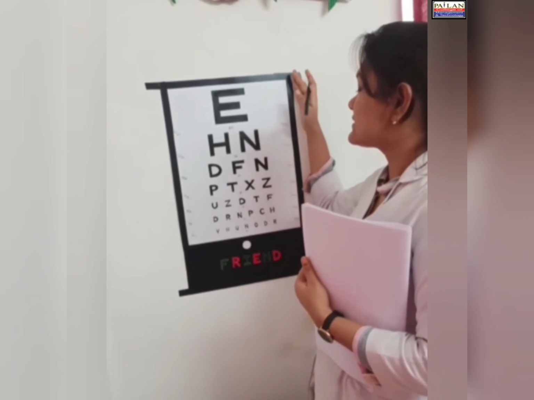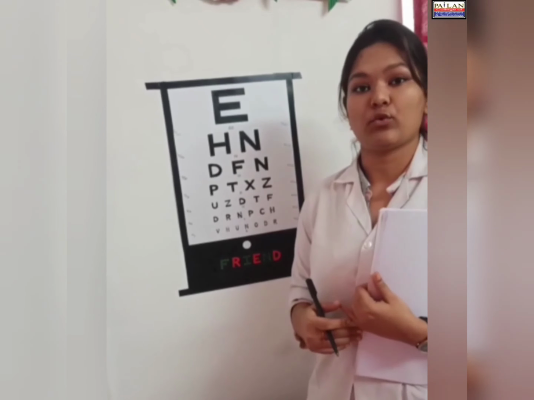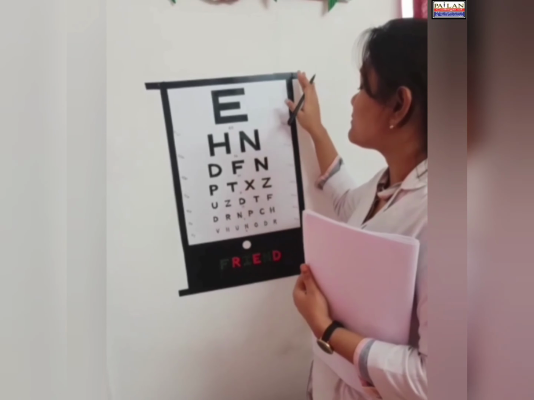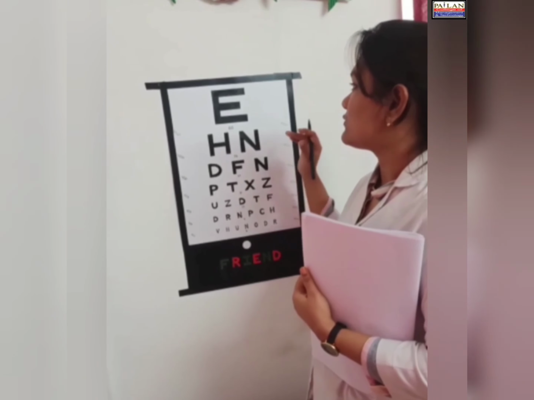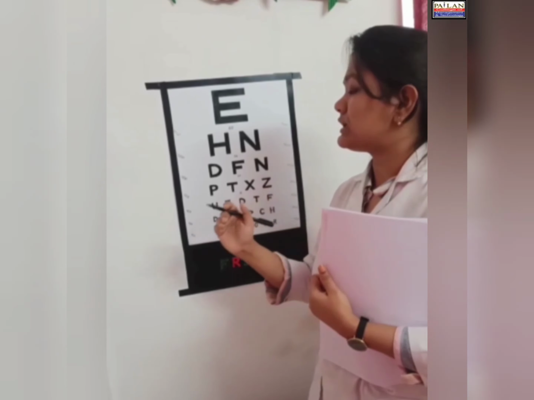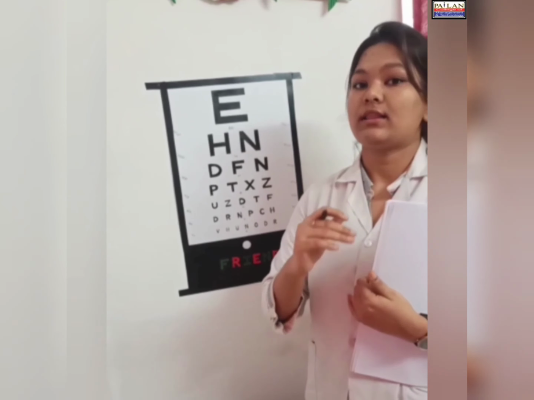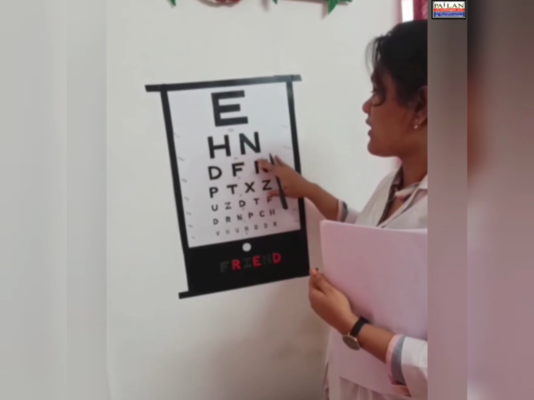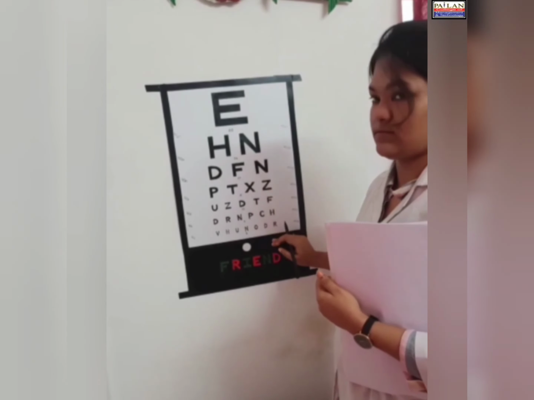So this is the Snellen visual acuity chart which we made at home, and we have to paste it on a wall. We have to keep in mind that the chart should be parallel to the patient's visual axis, or we can say aligned with the patient's visual axis. Now we have to tell the patient to read all these letters from top to bottom.